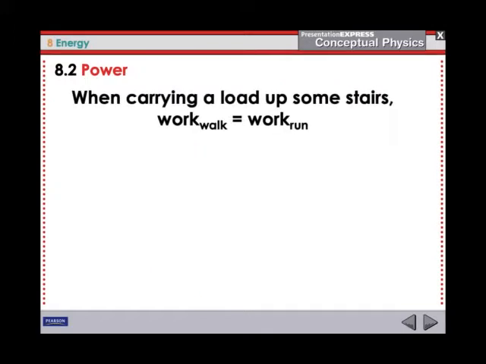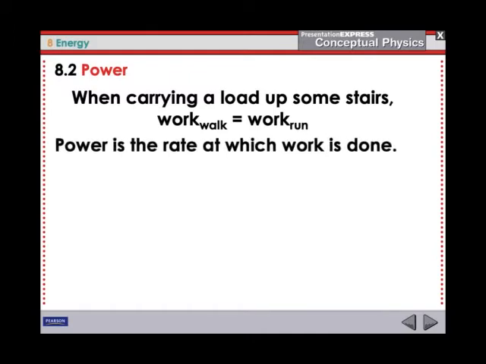Okay, so when you're carrying a load up some stairs, it doesn't matter if you walk or you run, the amount of work that's going to be done is exactly the same. So power is the rate at which work is done. Now, if you run up the stairs, you're going to have more power than if you walk up the stairs, because if you run, you're doing the work in less time than if you walk.